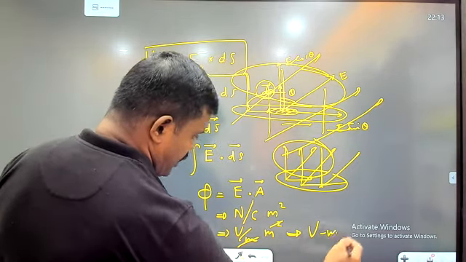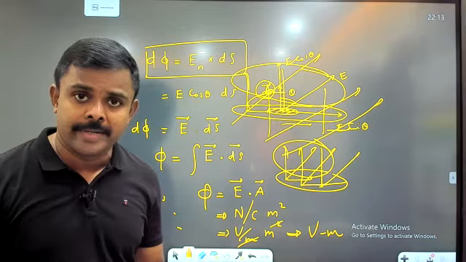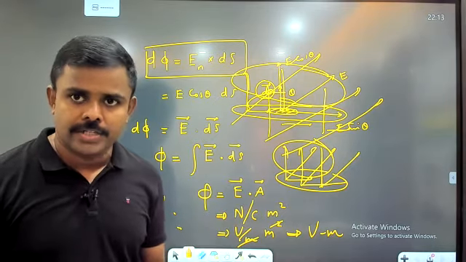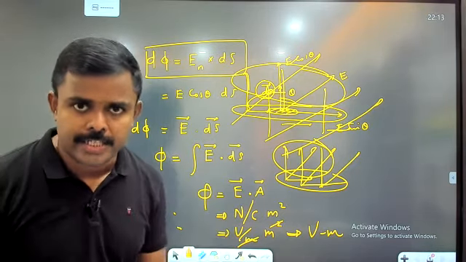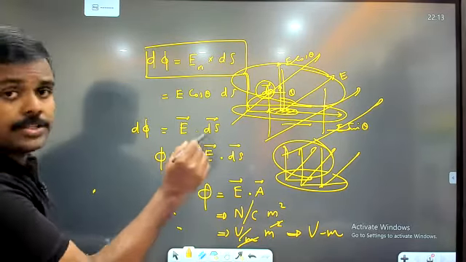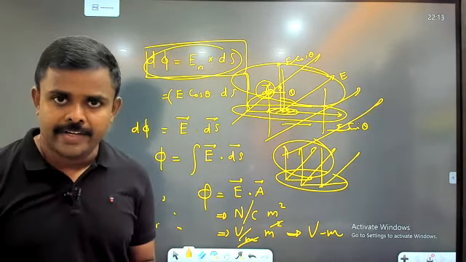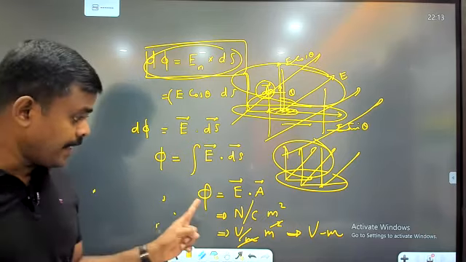So which of the following has the unit volt meter? They'll give you four values, and one of them will be flux. That's a previous question. So how many questions have we seen here? One probable question: flux is the product of what and what? Normal component and area vector. Second one, a numerical from here. I'll do it now.